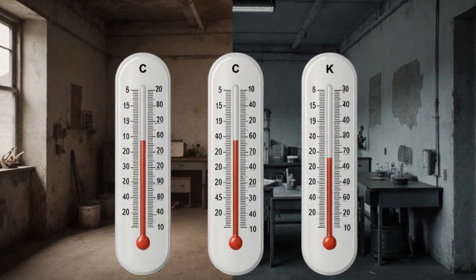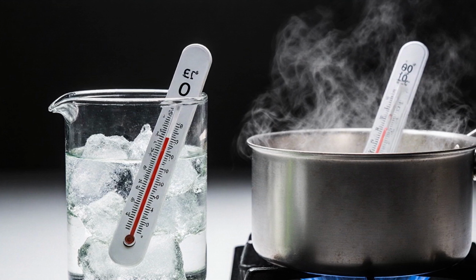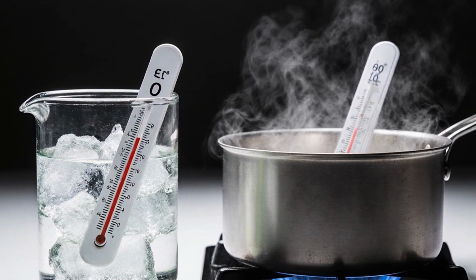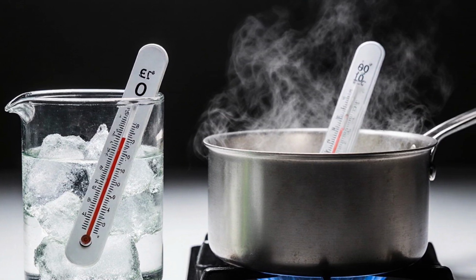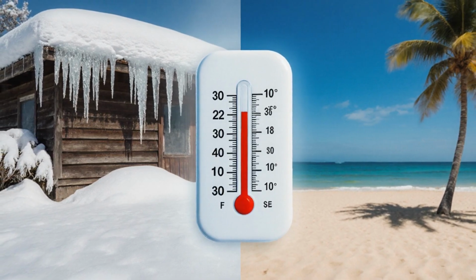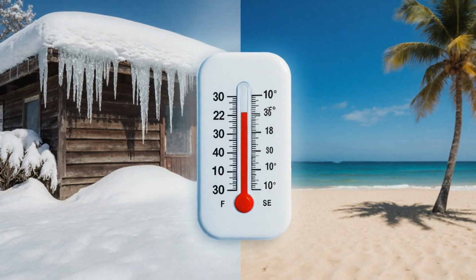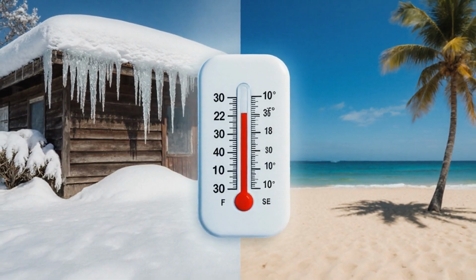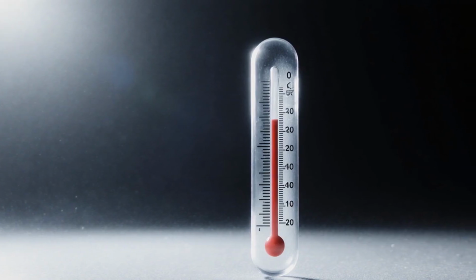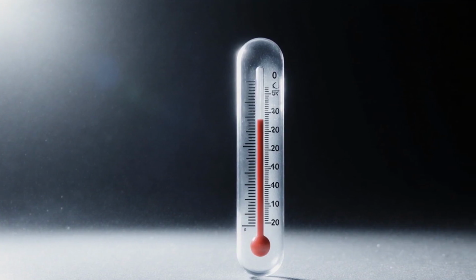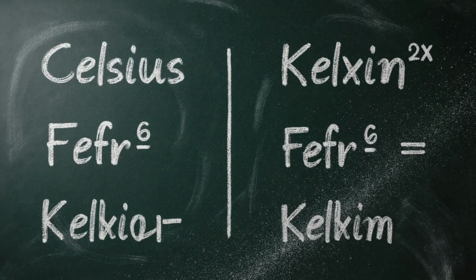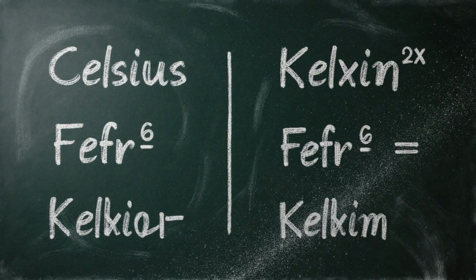Different scales have been developed to measure temperature. Celsius is a temperature scale where 0 degrees Celsius is the freezing point of water and 100 degrees Celsius is the boiling point. Fahrenheit is a temperature scale where 32 degrees Fahrenheit is the freezing point of water and 212 degrees Fahrenheit is the boiling point. The Kelvin scale is an absolute thermodynamic temperature scale where 0 K is absolute zero. Conversion formulas exist to convert between Celsius, Fahrenheit, and Kelvin.